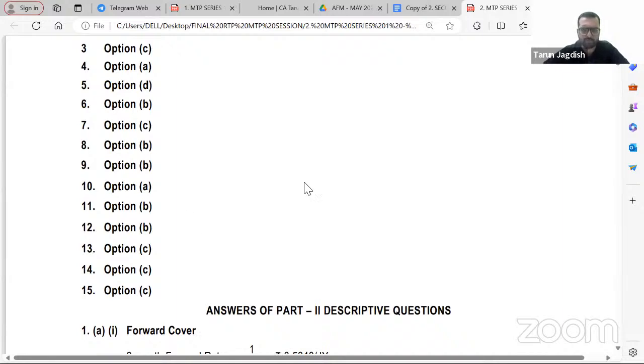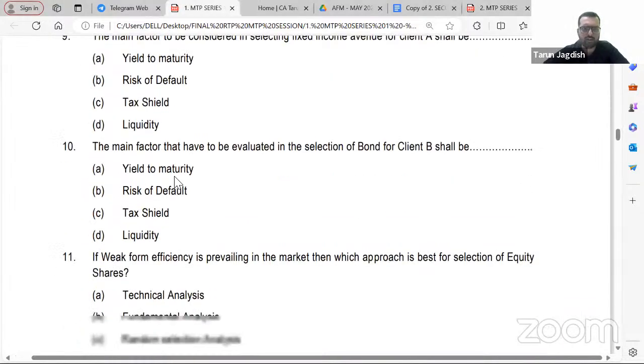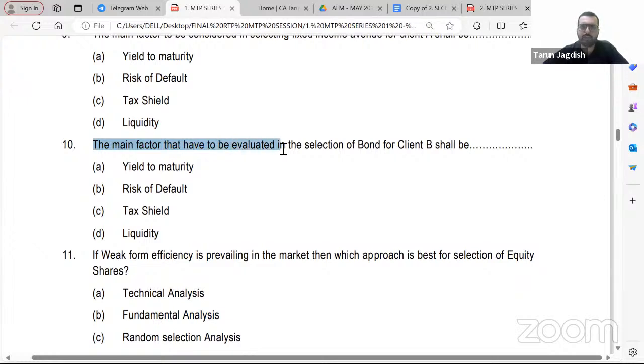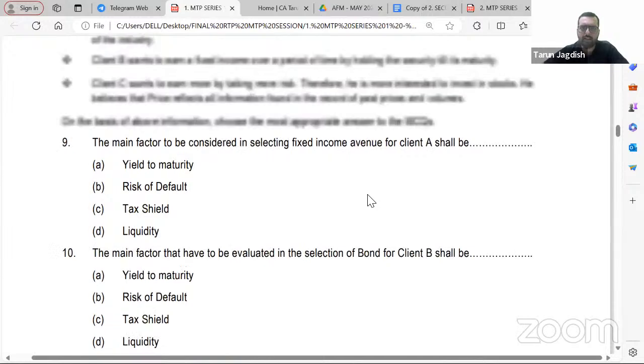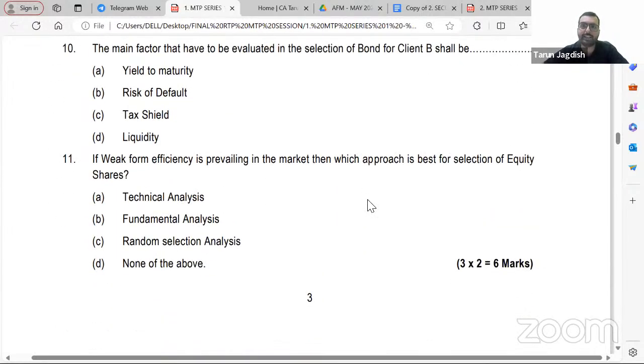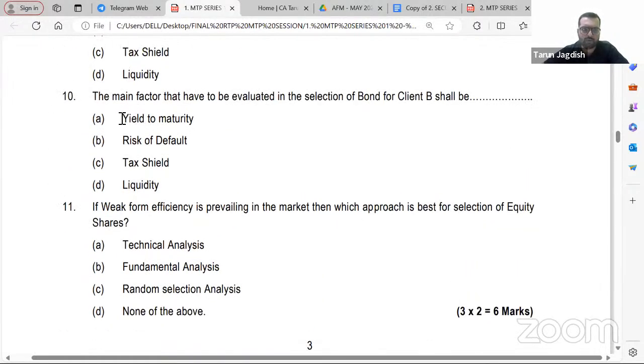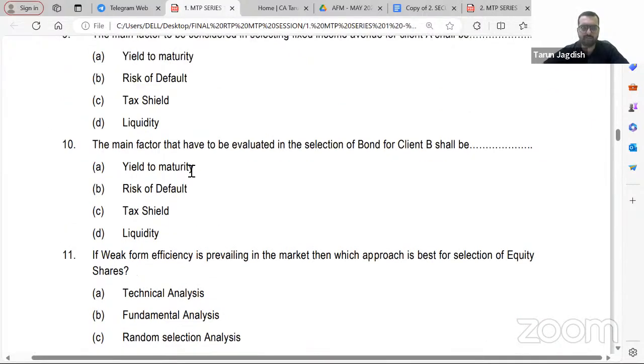Okay, second question. What is the second question that you have? The main factor that has to be evaluated in the selection of the bond for client B. Client B wants to hold the security till maturity. So will he focus on yield to maturity, risk of default, tax shield or liquidity? Yield to maturity, because he wants to hold it till maturity.